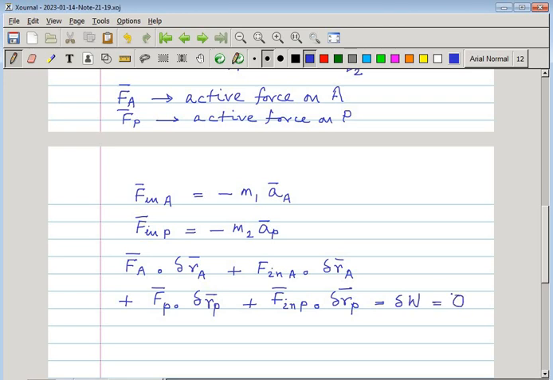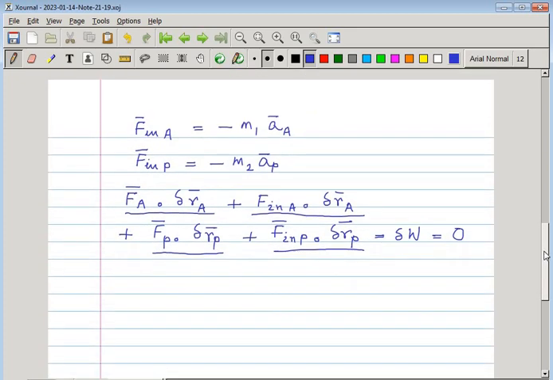This is the virtual work principle, that the virtual work done by the active forces and the virtual work done by the inertia forces should be 0. So this is the virtual work done by the active forces on A, virtual work done by the inertia force on A, virtual work done by the active force on P, and the virtual work done by the inertia force on P.